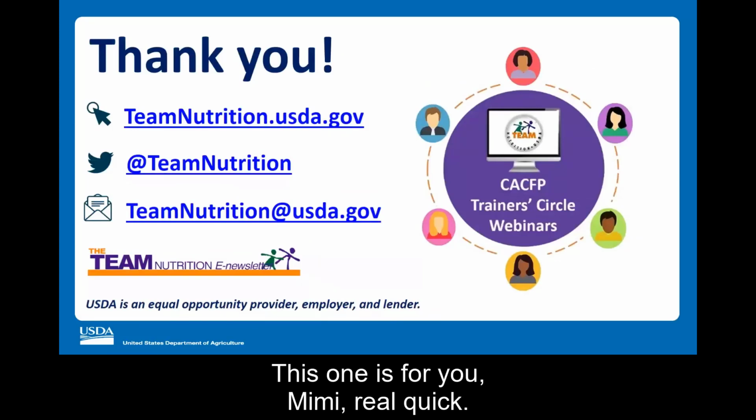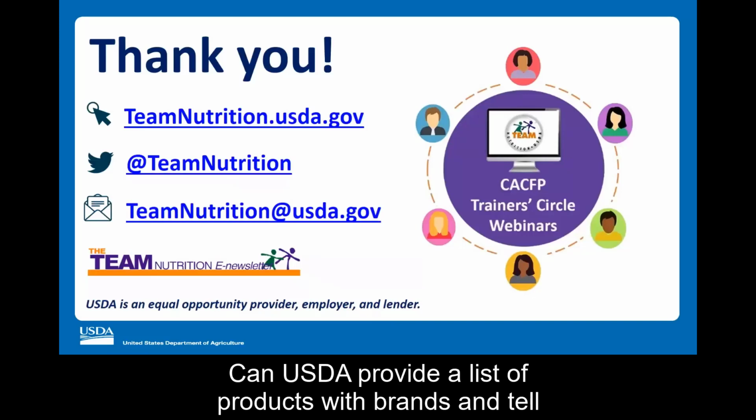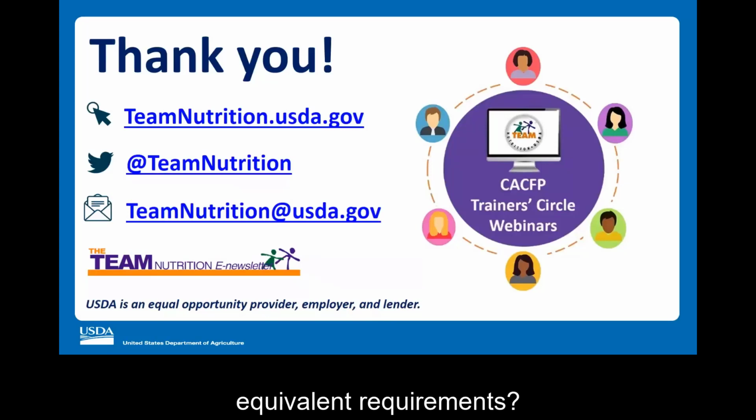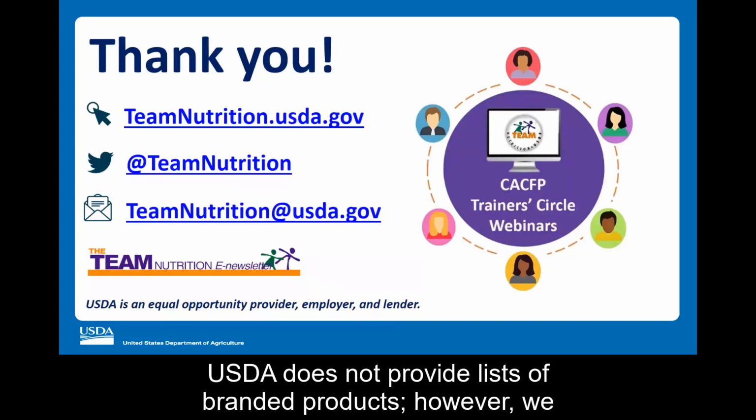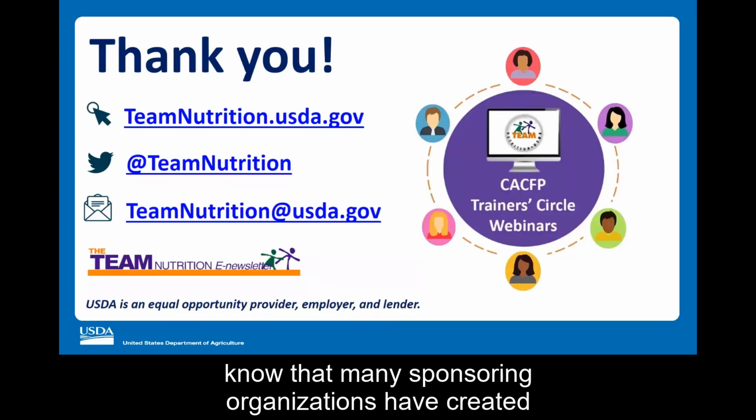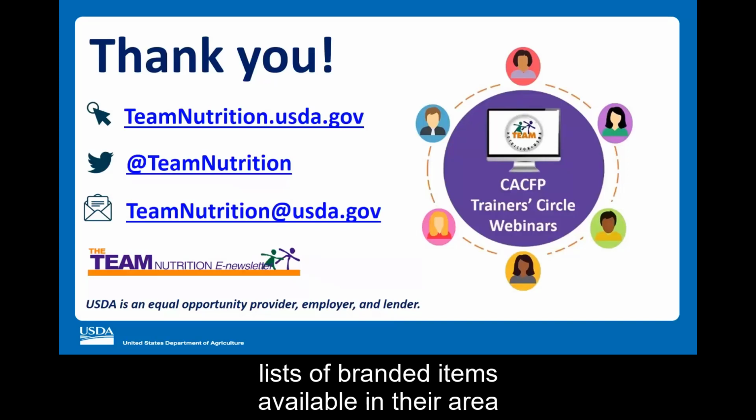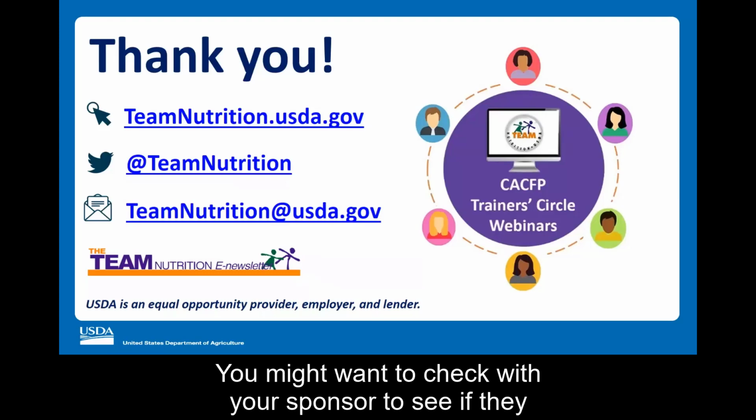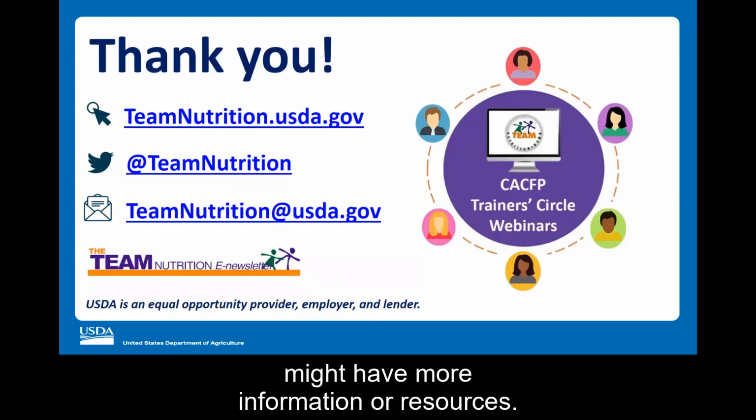So this one is for you, Mimi, real quick. Can USDA provide a list of products with brands and tell us how much to serve to meet grains ounce equivalent requirements? So great question. USDA does not provide lists of branded products. However, we know that many sponsoring organizations have created lists of branded items available in their area and how much to serve to meet grains ounce equivalence requirements. So you might want to check with your sponsor to see if they might have more information or resources.